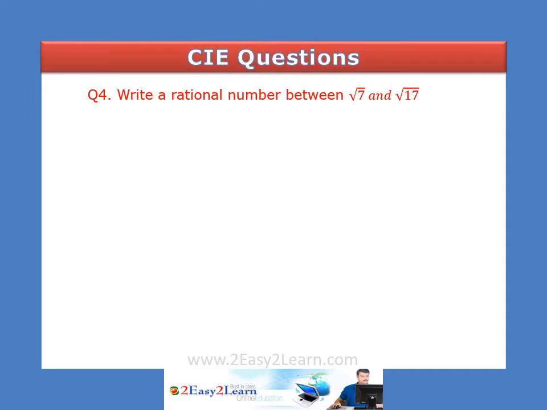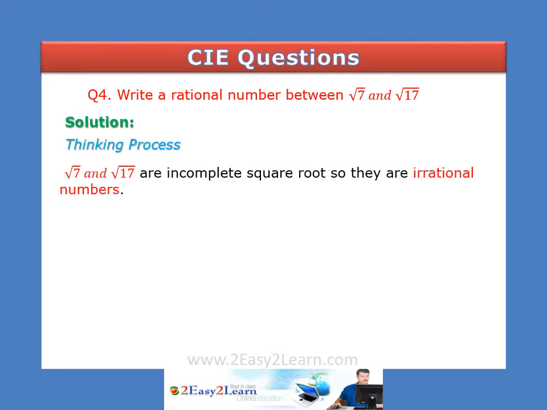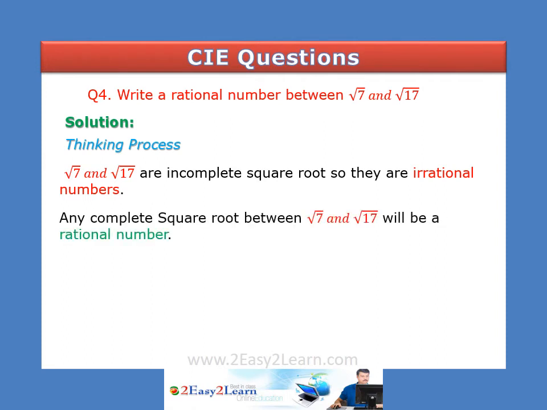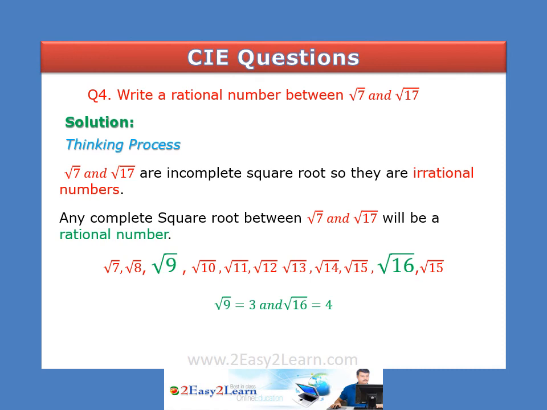Question 4. Write a rational number between square root of 7 and square root of 17. Thinking process. Square root of 7 and square root of 17 are incomplete square roots, so they are irrational numbers. Any complete square root between square root of 7 and square root of 17 will be a rational number. Square root of 9 is 3 and square root of 16 is 4. You may write 3 or 4 as correct answer.